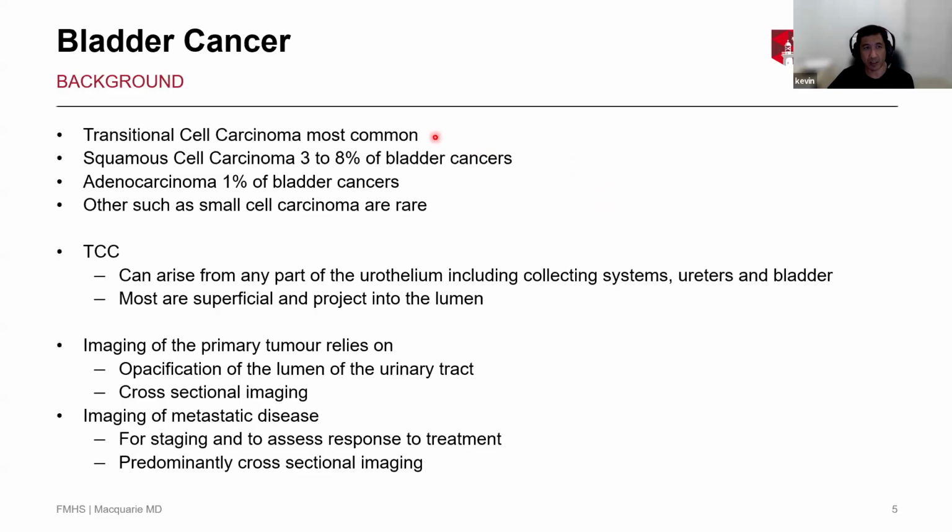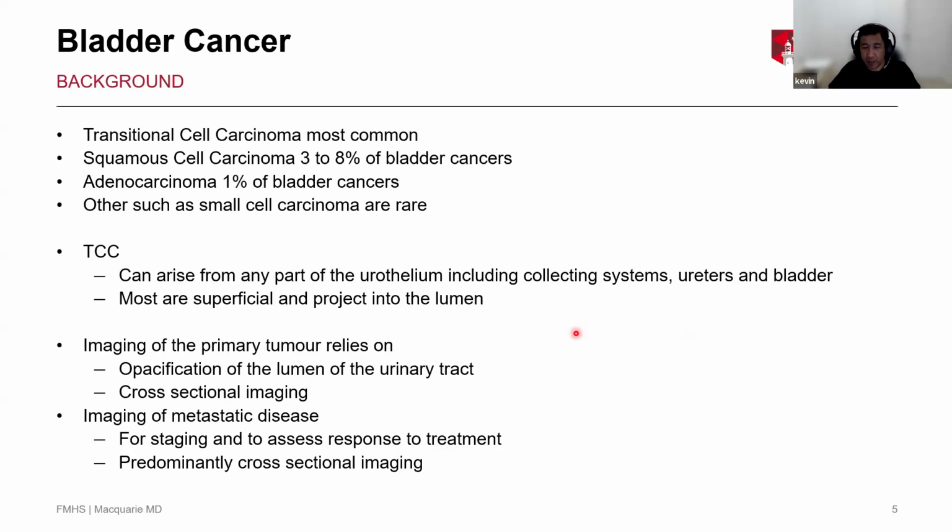Now, the point about transitional cell carcinomas, which are the most common, is that they can arise from any part of the urothelium, and the urothelium is the lining of the inside of where the urine collects. So that starts in the kidneys and ends in the bladder. So it involves the collecting systems, the ureters, the bladder. The tumors initially start off very superficially and project into the lumen.